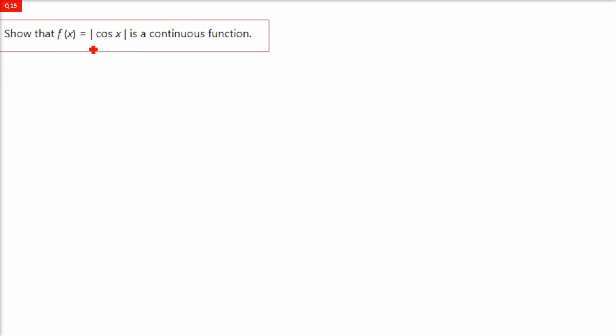Now this question: f(x) = |cos x|. This is a continuous function. So we have one function which is the modulus function. It can have anything inside, just imagine you have a modulus function. We have another function which is called h(x), and that is cos x. And what is g(x)? It is mod of h(x). So mod of h(x) is what? Mod of cos x.